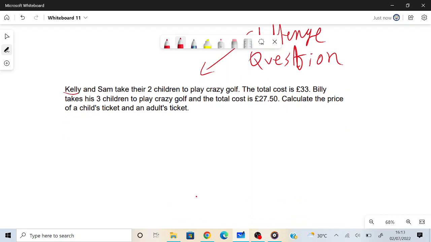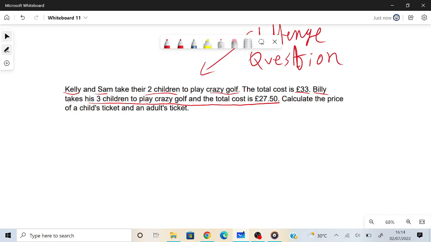It says Kelly and Sam take their 2 children to play crazy golf. Okay, good to know. Never knew crazy golf was a thing. I thought there's only golf, no crazy golf. Anyways, the total cost is £33. So for Kelly, Sam and their 2 children, total cost is £33. Billy takes his 3 children to play crazy golf, and the total cost is £27.50. So Billy and 3 children is £27.50.